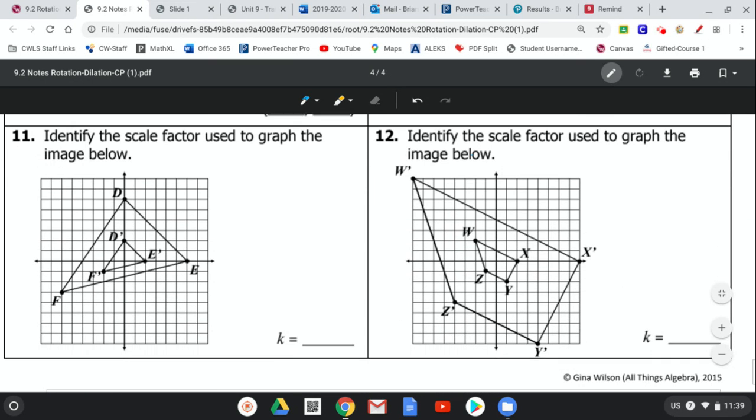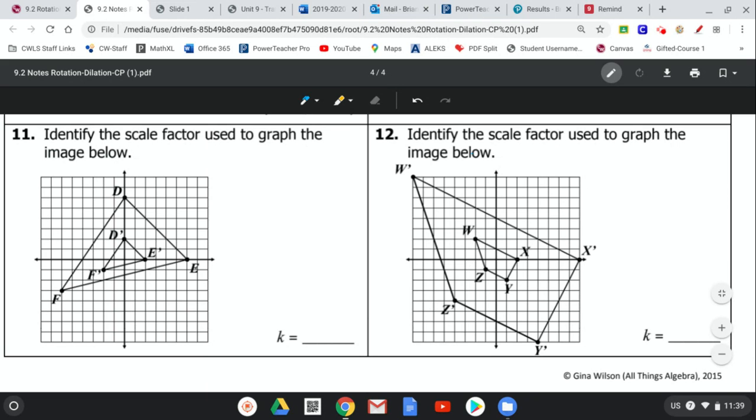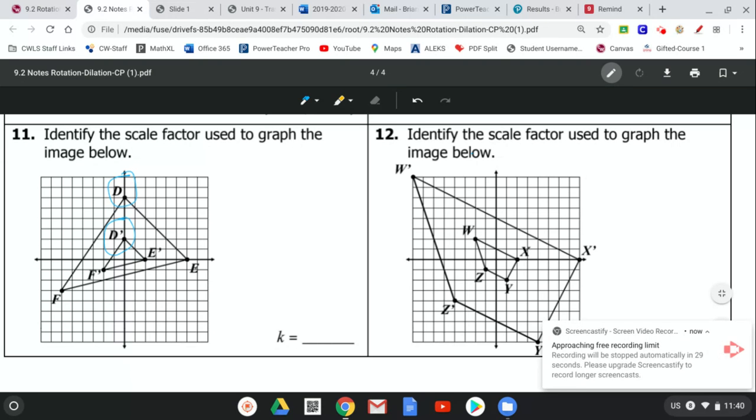Now, the last one I want to kind of talk about is number 11 and 12. So this one is a little bit different. What you have to do here is I'm just going to pick 2 points, and you can pick easy coordinates. So for number 11, I'm going to pick D and D prime. This is what we have to figure out. We are going from D, which is at 0, 6, and then we're going to D prime, which is 0, 2.